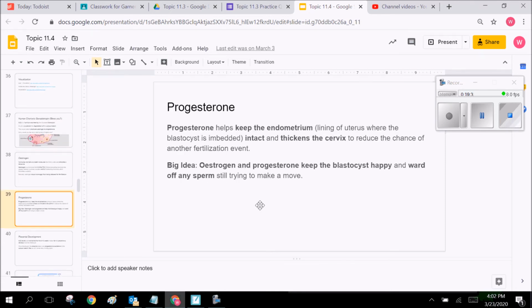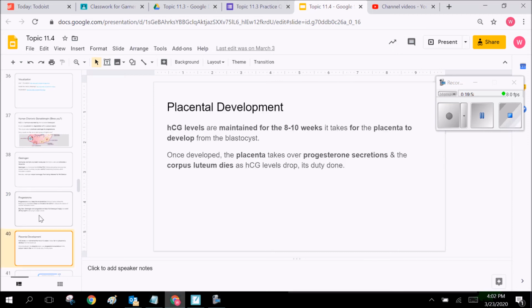Okay, and then progesterone is going to be the other hormone, and it's going to keep that endometrium from shedding itself. Basically, it's going to stop that implanted blastocyst from being destroyed and the shedding of the uterine lining. It keeps the endometrium intact, and it thickens the cervix so that we probably can't have another fertilization event. It's going to stop more sperm from being able to easily get up there. So basically, estrogen and progesterone are to protect the blastocyst and keep any sperm from coming back in.